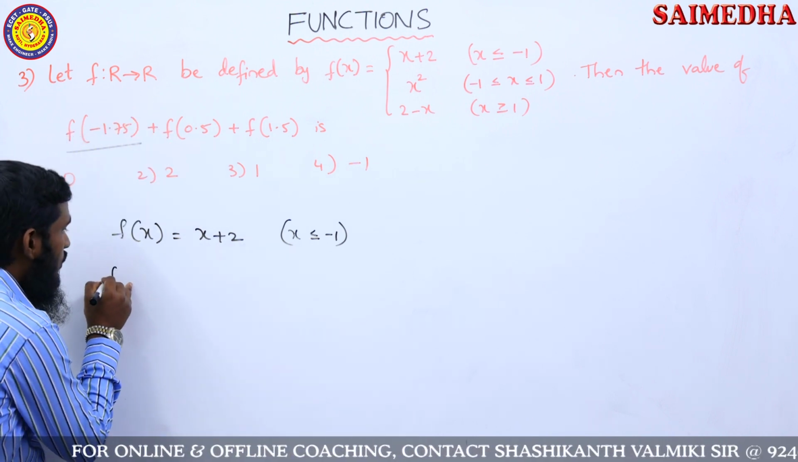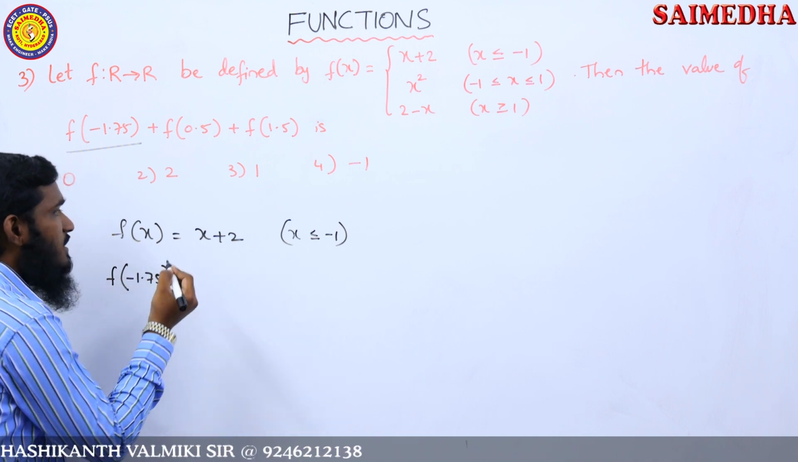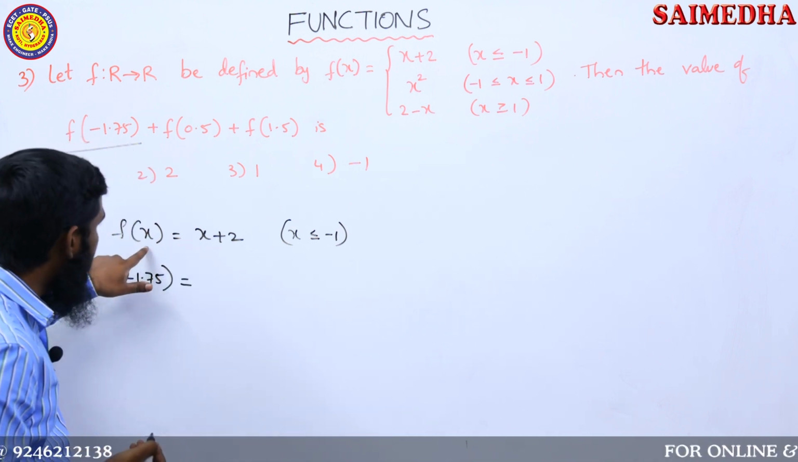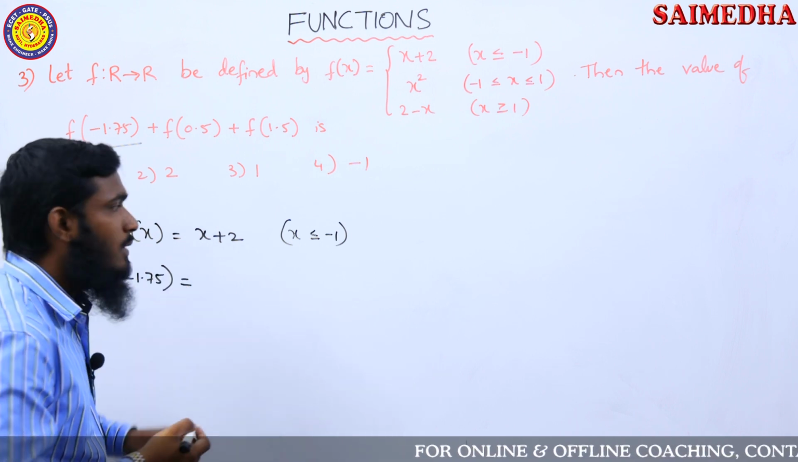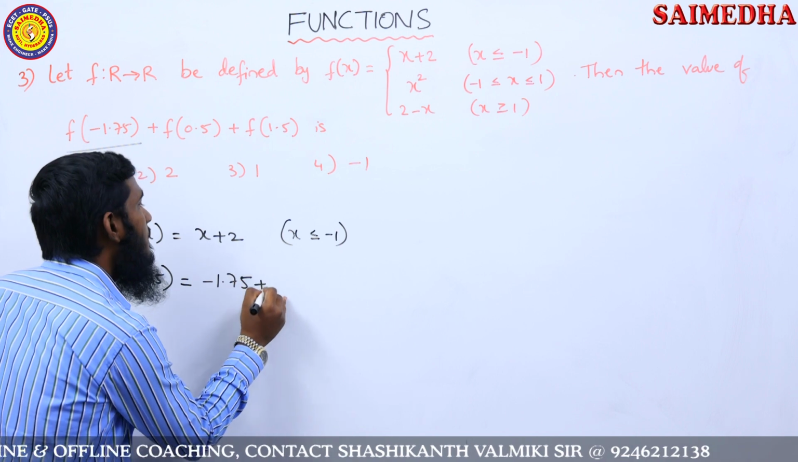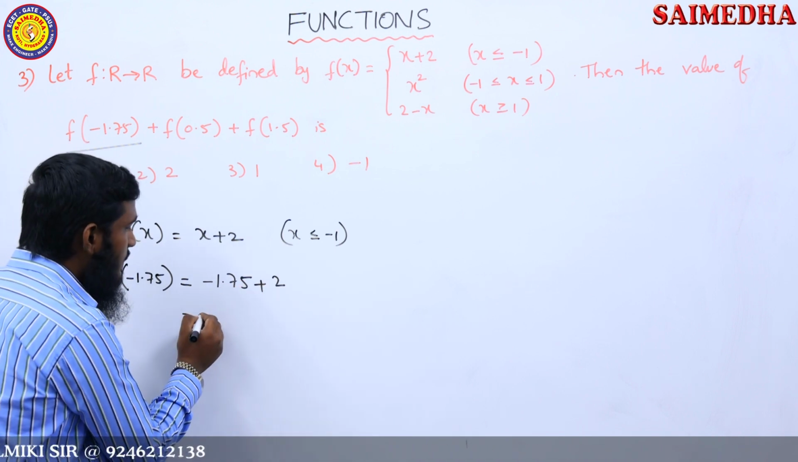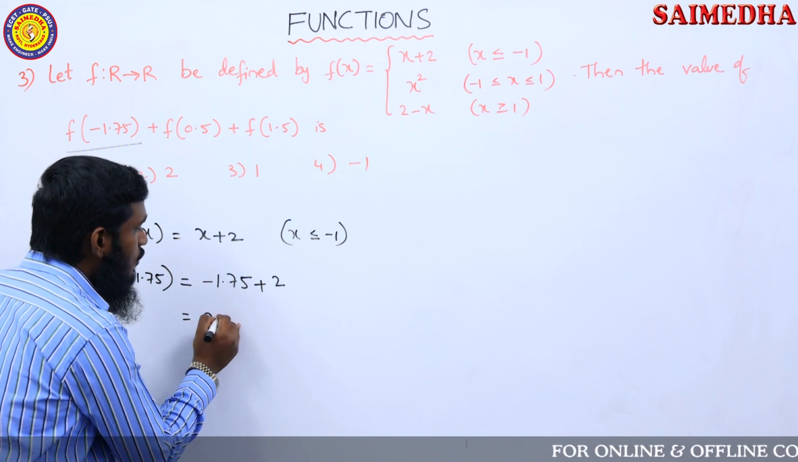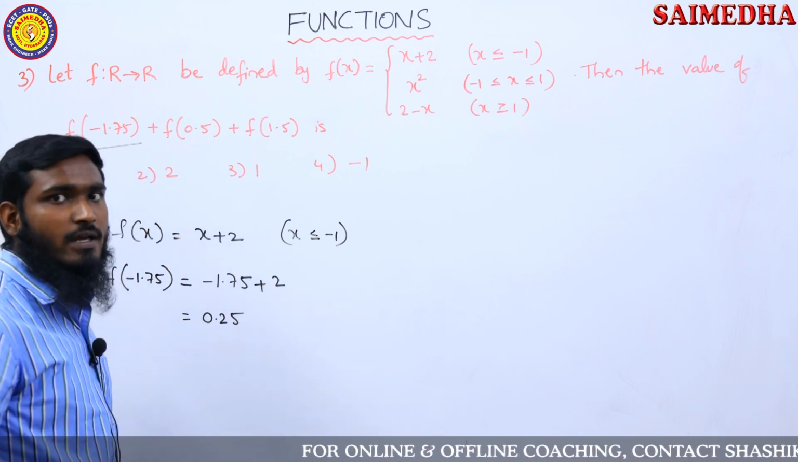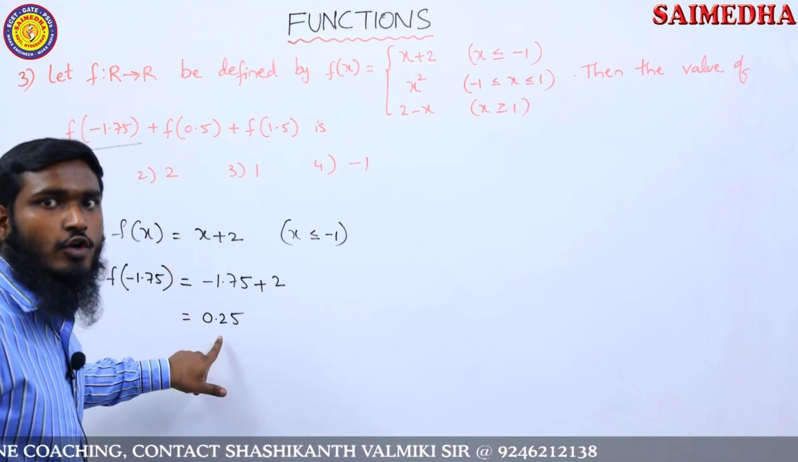So let us substitute over here, f of minus 1.75 equals. In the place of x what are we writing? We are writing minus 1.75. So here also minus 1.75 plus 2. If you simplify this part, what answer do we get? 0.25. Okay, so f of minus 1.75 is equal to 0.25.